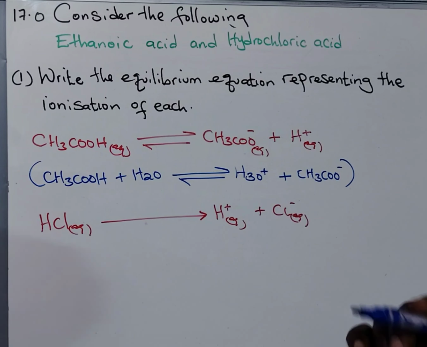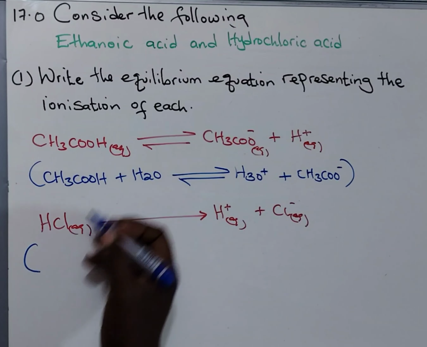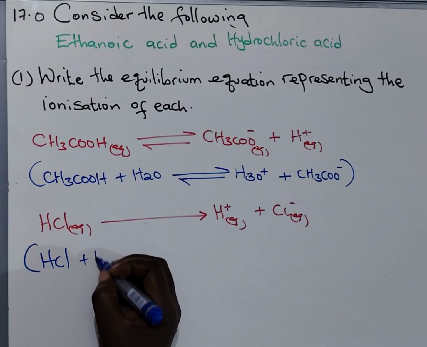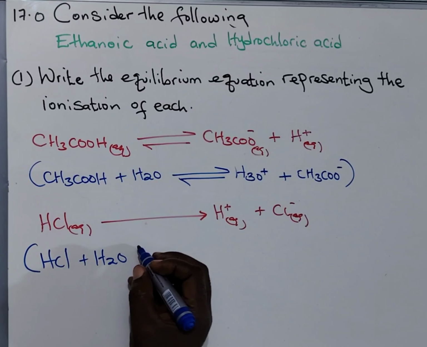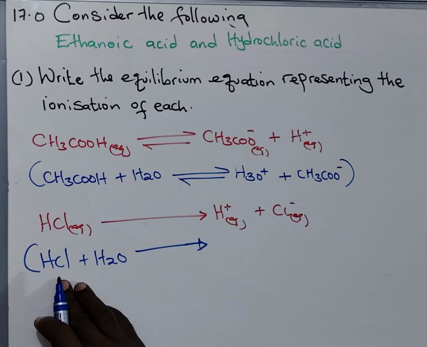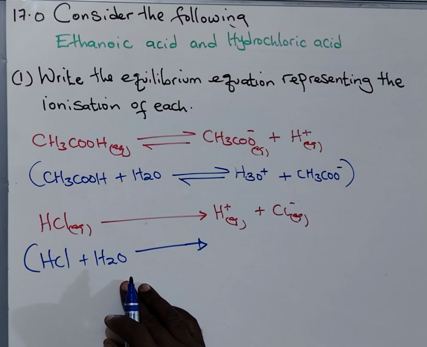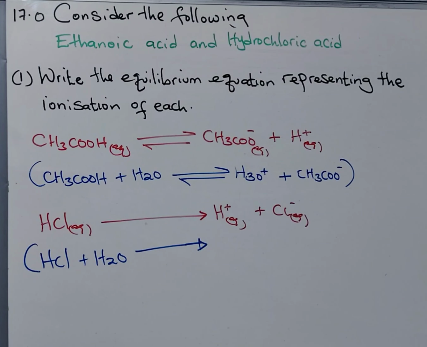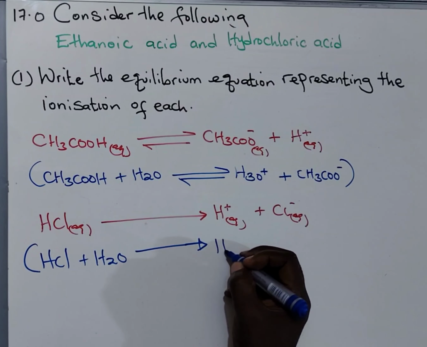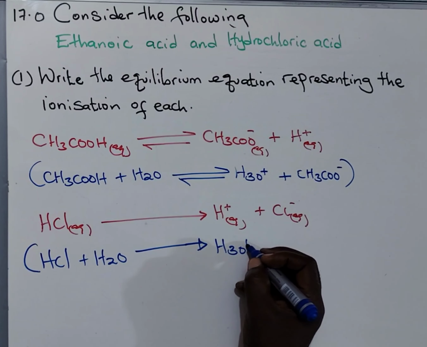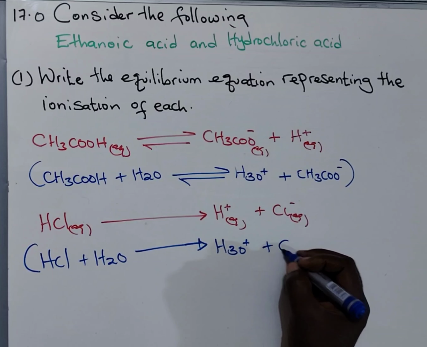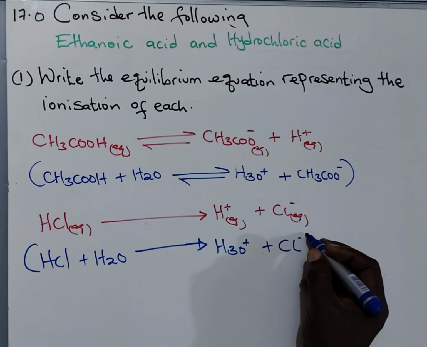Suppose we involve water, it's the same reaction. What are you going to say? HCl plus water. Now this is the acid donating a proton according to Bronsted-Lowry, and on getting a proton, we have hydronium ion. On losing a proton, you have the chloride ion. Both are acceptable.